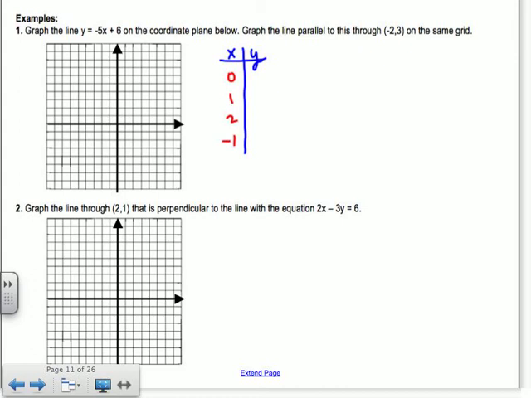You need at least 2 points for a line, but I usually do 3 just to make sure it's all working out, all the same line. So I have 0, so I have -5 times 0 plus 6, so I get 6 out. -5 times 1 plus 6, I get 1. -5 times 2 plus 6, I get -4. And -5 times -1 plus 6 is 5 plus 6, so 11.